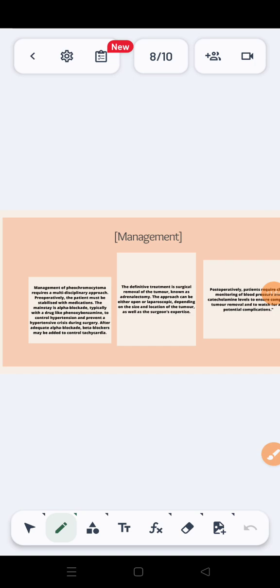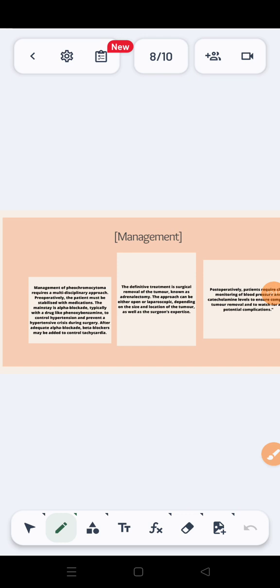So it's very easy. You can understand by yourself, and I don't need to explain this. So what is the management? Before the surgery, we give patients alpha blockers, and then we add the beta blockers also.